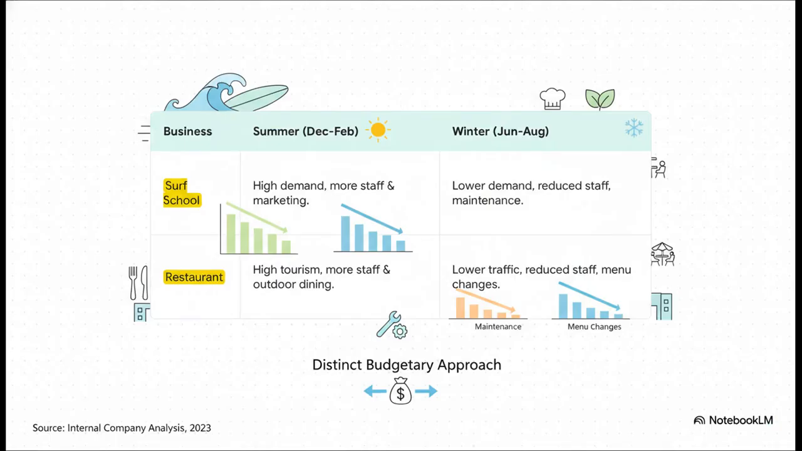Let's consider 2 clear examples. A surf school's summer period involves high demand, requiring additional staffing and marketing spend. Its winter period, by contrast, is focused on maintenance with reduced staffing. A restaurant experiences a similar pattern. The key principle here is that a single, flat budget is inadequate. Each season requires a distinct financial plan.